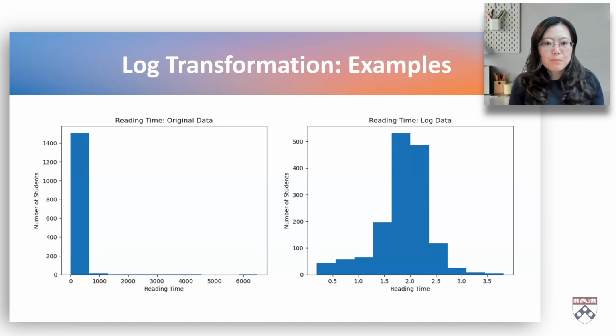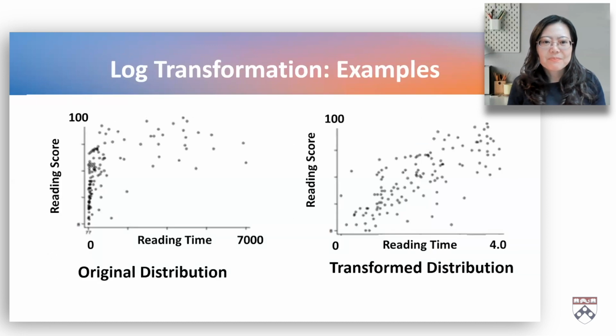This transformation compresses the long tail at the high end of the distribution, creating a shorter tail. At the same time, it expands the low end into a longer head. Take the relationship between reading time and reading score as an example. It is clear that reading time is heavily right-skewed and is likely to have significant heteroscedasticity in the regression equations. However, by applying a log transformation to reading time, a linear relationship becomes apparent.